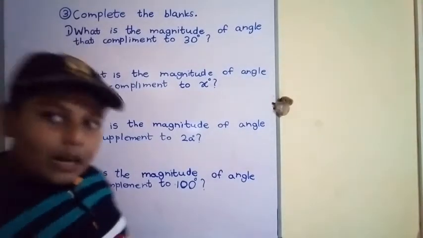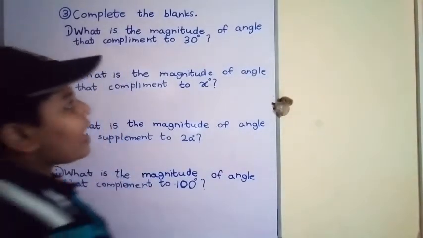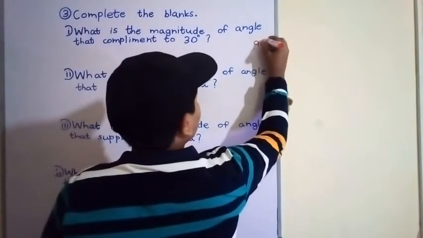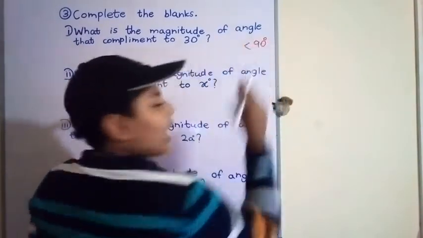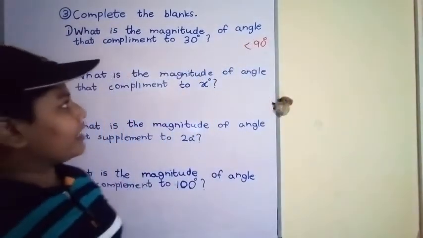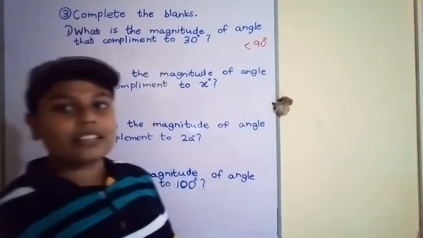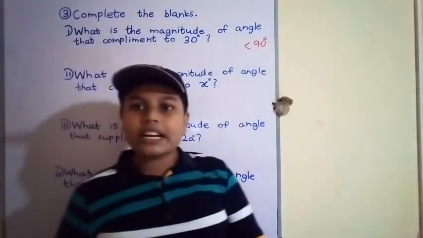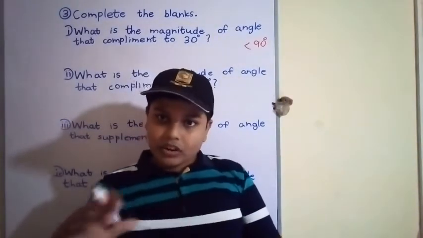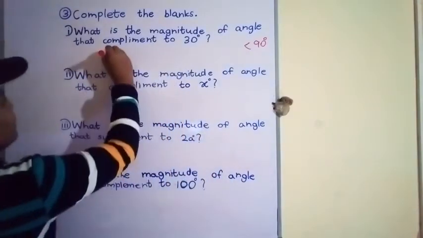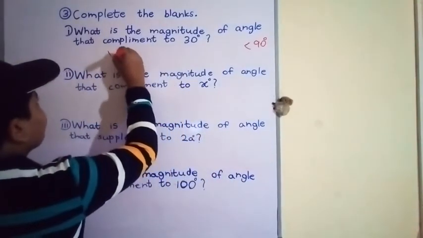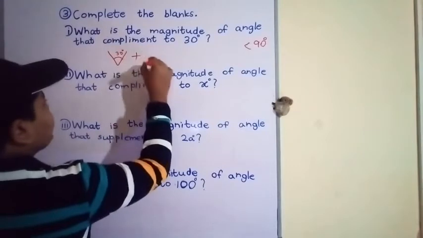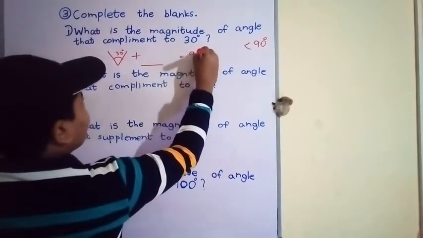Complement means complementary angles, and their sum is 90 degrees. The two pairs of intersecting angles are each less than 90 degrees. Now, for the complement to 30, the other angle you want to get, given this angle is 30 degrees, must make the sum 90 degrees.